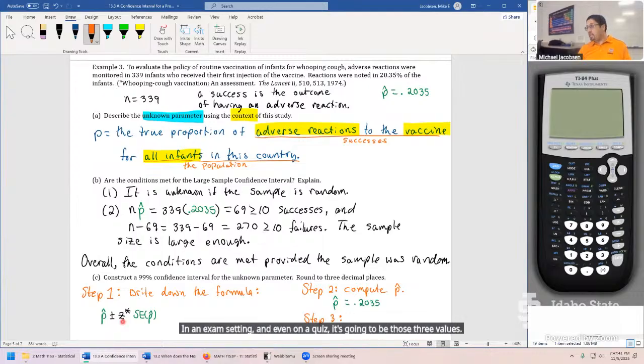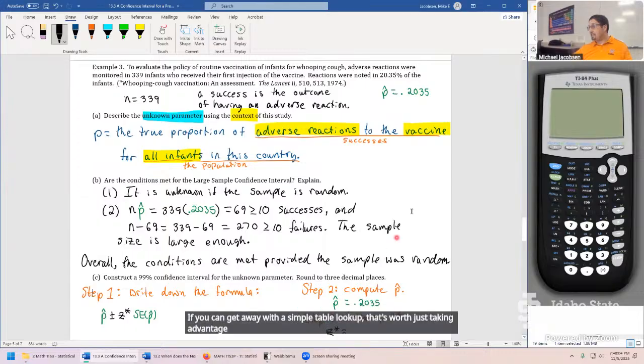So step 3 is really look up z star. It's a literal table lookup, so that's kind of nice in a way. This doesn't work in chapter 14. In chapter 14, step 3 is going to say compute t star. We have to do it from scratch every single time. But if you can get away with a simple table lookup, that's worth just taking advantage of that.